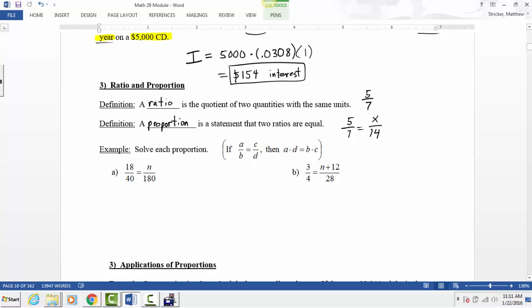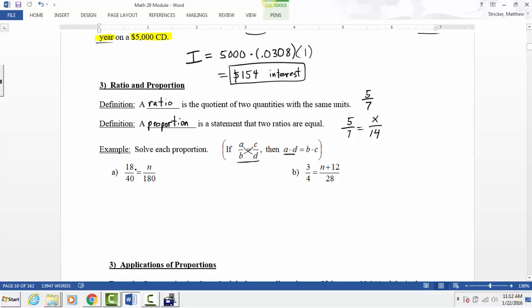So we have a ratio equal to a ratio. And the way to solve this, you've probably done this before, is you cross multiply. If you look here, we have a over b equals c over d. That's a proportion right here. What we can do is take a times d and say that's equal to b times c. So a times d equals b times c. Let's see how that works in an example.